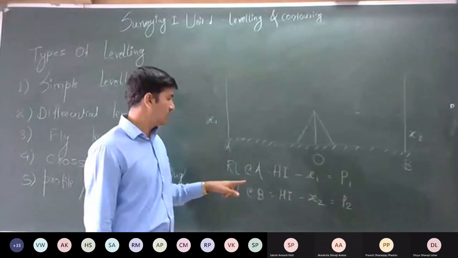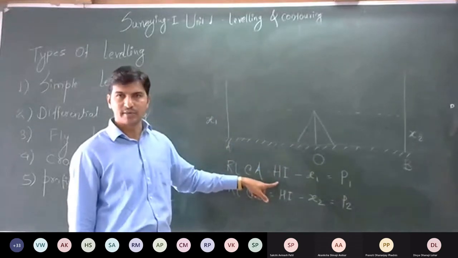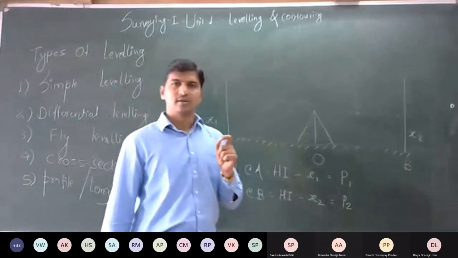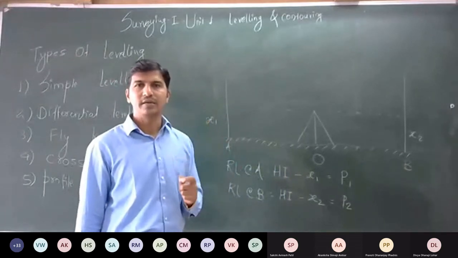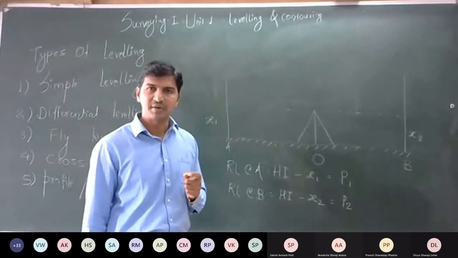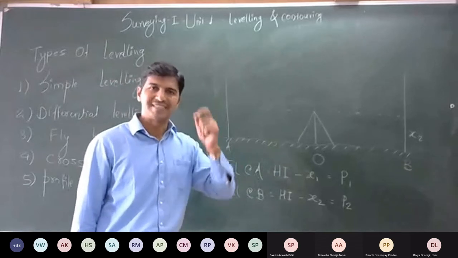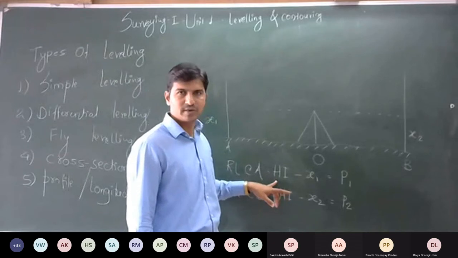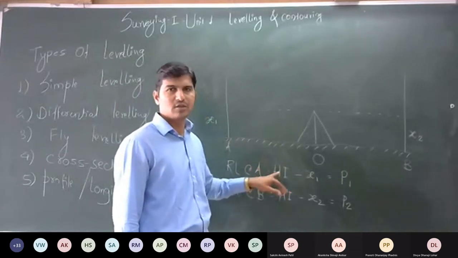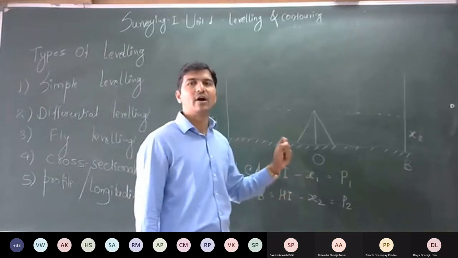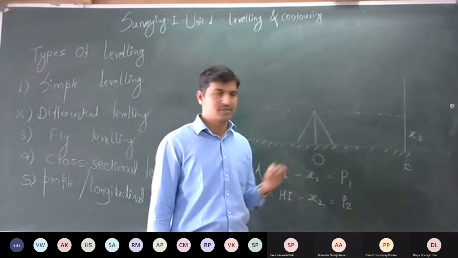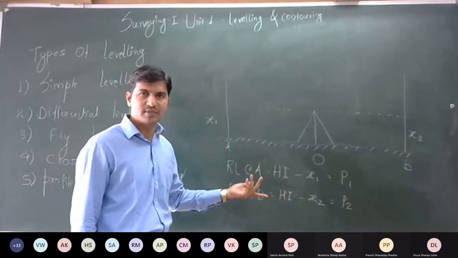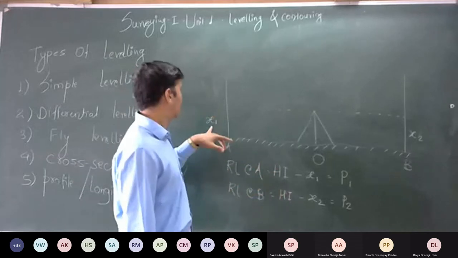Before focusing on point A, find out the height of instrument. How to find the height of instrument? Just select a point as a temporary benchmark, keep the staff on the temporary benchmark and find the height of instrument. In the regular process, we have to find the height of instrument. Once HI is known, 50% of the work is completed.